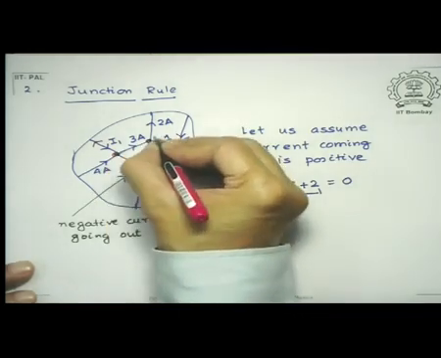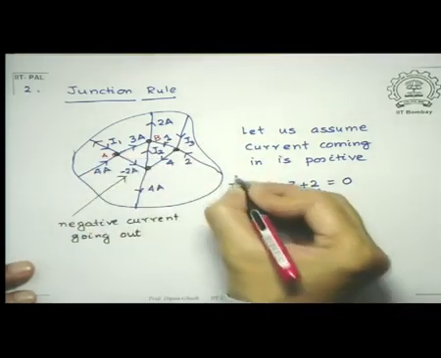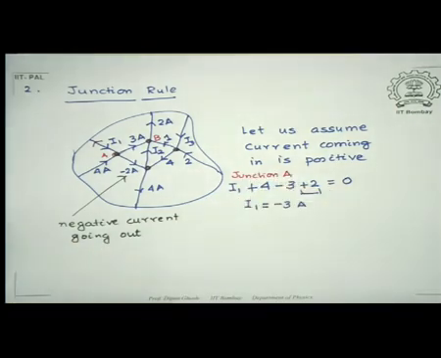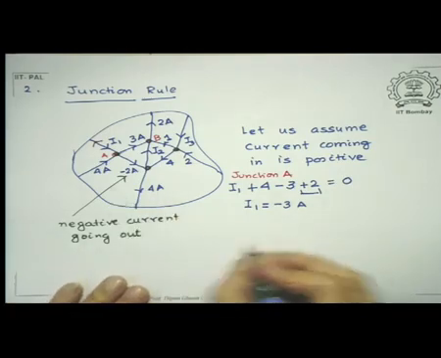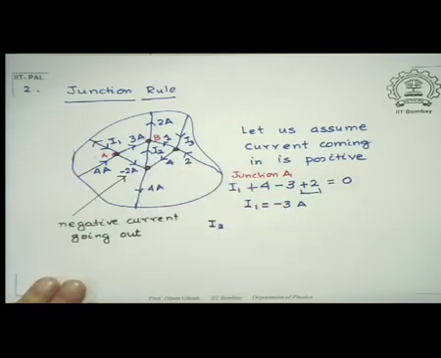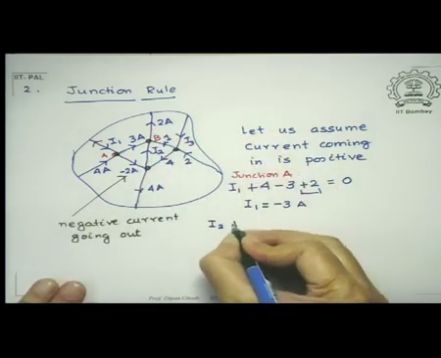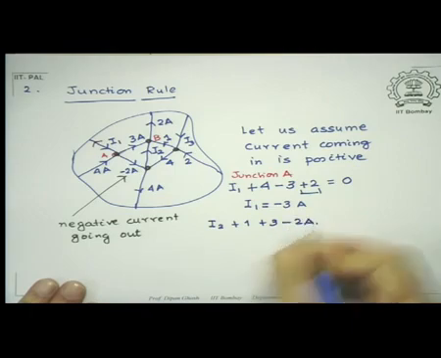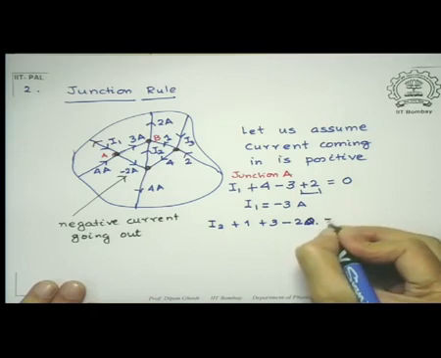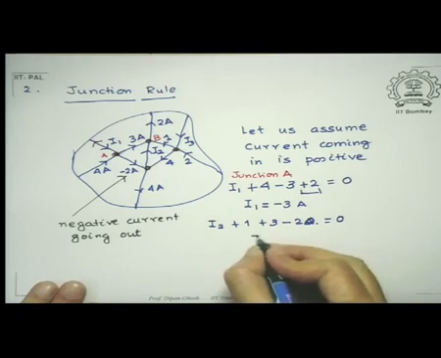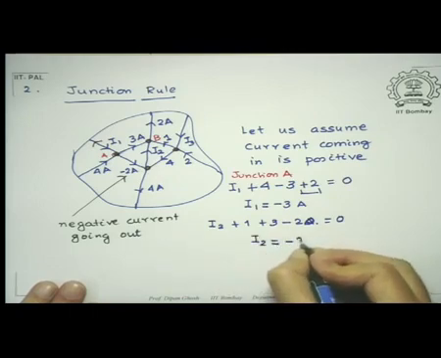So let's talk about junction B, let's say. So this was junction A. Now what happens in junction B is this: I have said I2 coming in, so I2 is positive. There is 1 ampere coming in, there is 3 amperes coming in, and there is 2 amperes going out. That's equal to 0. So I2 plus 2 is equal to 0. So I2 is equal to minus 2 amperes.